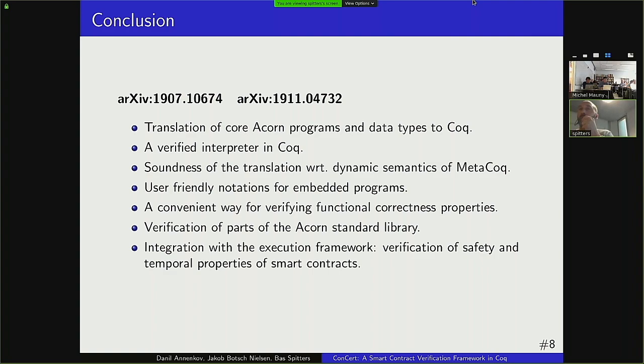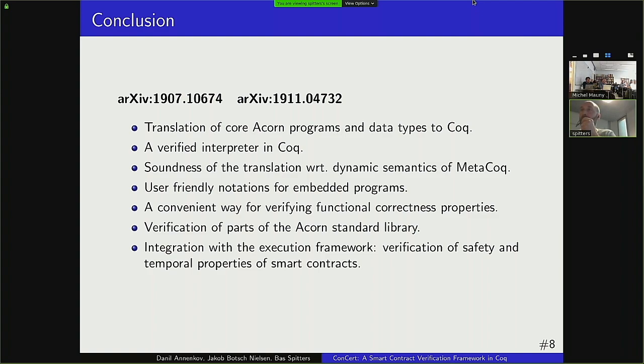What we did was to make a translation of this Lambda Smart language to Coq data types and Coq programs. We have a verified interpreter of this language in Coq. We have the soundness of the translation with respect to the dynamic semantics in MetaCoq. So we know that the interpreter is sound, because it's just doing the same thing as what Coq is doing.